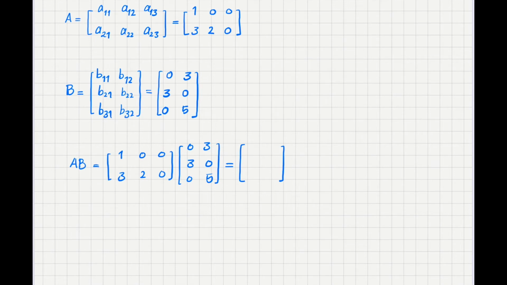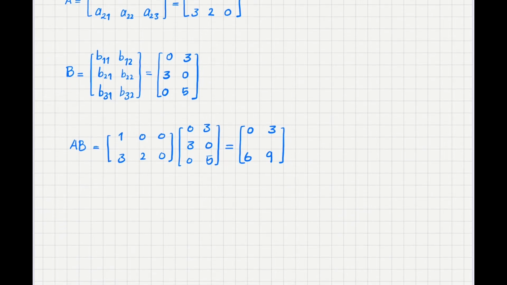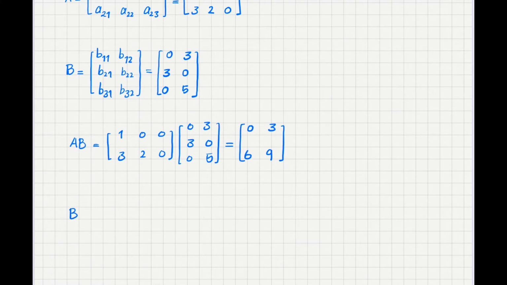So the answer to the first one is just 0, the answer to the second one is 3, the answer here would be 6, the answer here is 9. So that is the answer of A times B. Similarly, I will also multiply B on the left to A on the right. So I have to write B first this time: 0, 3, 3, 0, 0, 5. And then I multiply it by this matrix: 1, 0, 0, 3, 2, 0.